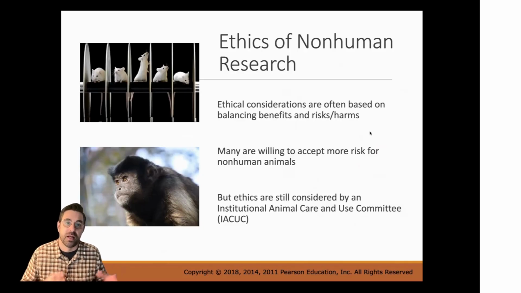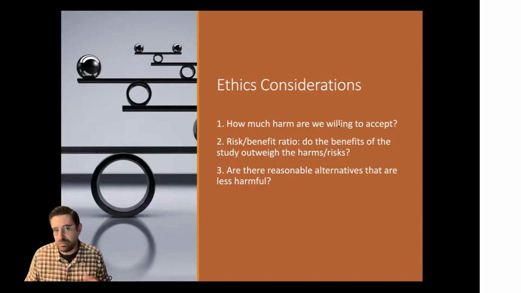And then the last couple slides here, you can look at on your own, is thinking about how we deal with the ethics of non-human research. There are ethical standards for non-human research. There are boards that review the ethics of research with animals, and they tend to balance risks and harms. When thinking about those ethics, the considerations really are how much harm are you willing to accept? Are you okay with doing research that explicitly causes harm to animals? And then thinking about the balancing of that harm to the benefits that we might get from the research.